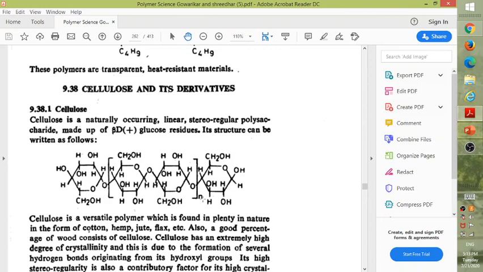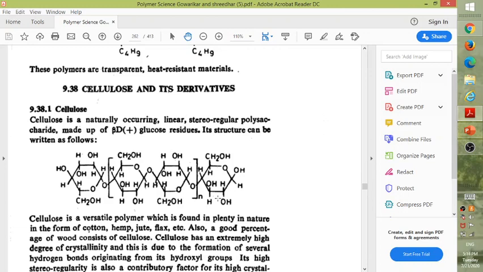Cellulose is a versatile polymer which can be found in plenty in nature in the form of cotton, hemp, jute, flax, etc. So all these are cloth making materials. Also a good percentage of wood consists of cellulose. Suppose you are sitting in a classroom and your desk is made up of wood, so you are touching wood, and that wood is nothing but cellulose.